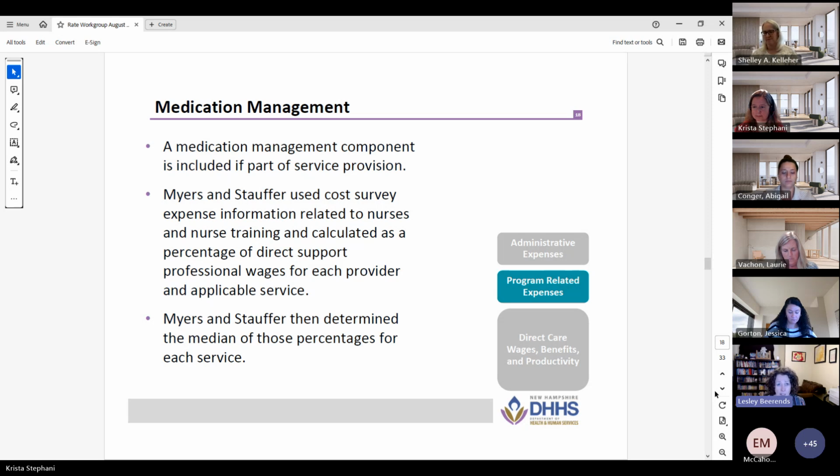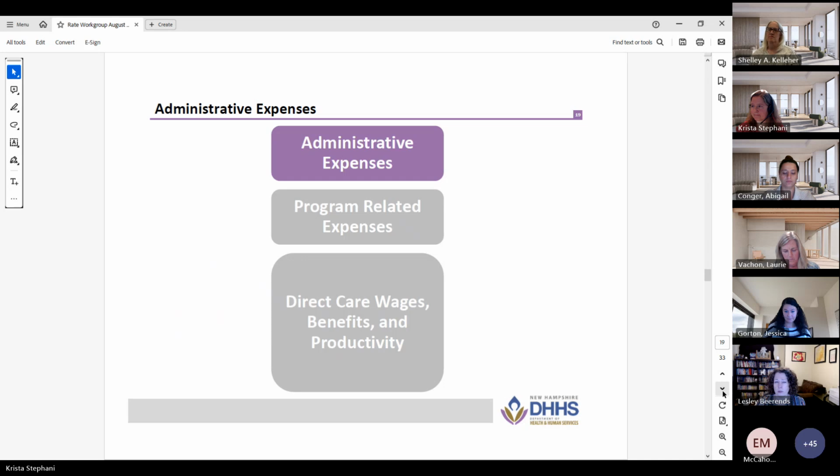Kind of see a trend going with some of these. And then we determined the median of those percentages for each service. So making sure that we are accounting for that medication management piece and being transparent that it's being included in there. So that's then our program related expenses.